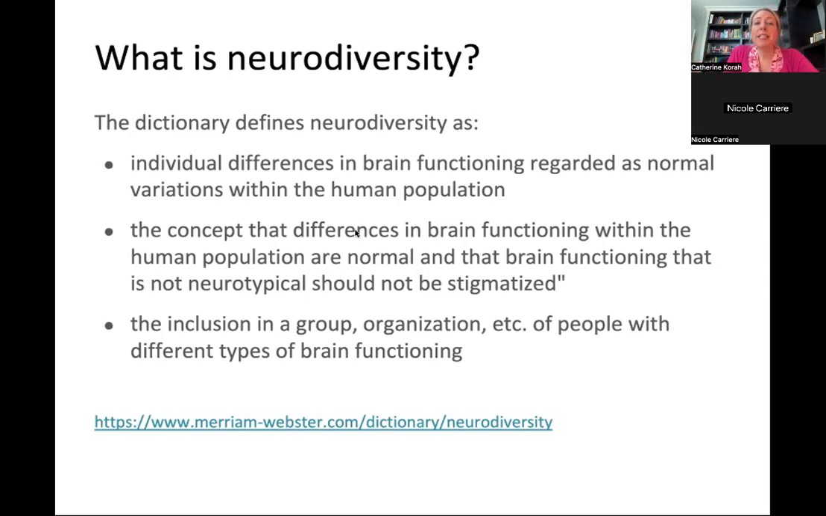The concept is that differences in brain functioning within the human population are normal, and that brain functioning that is not neurotypical should not be stigmatized. And the other definition of neurodiversity is the inclusion in a group, organization, etc., of people with different types of brain functioning.